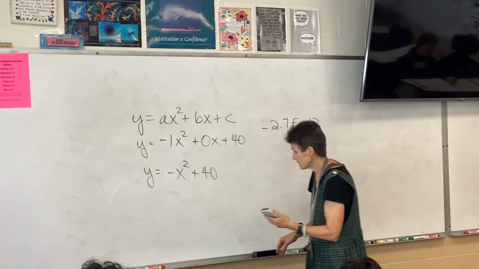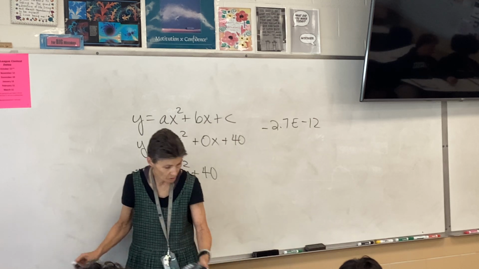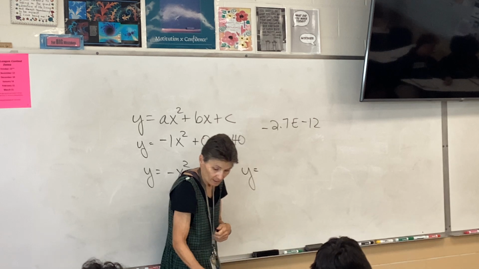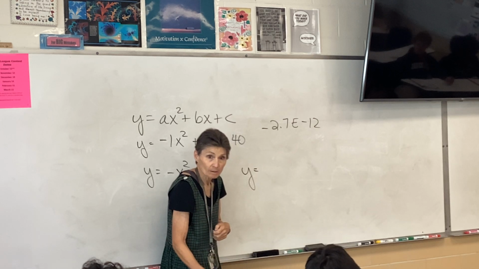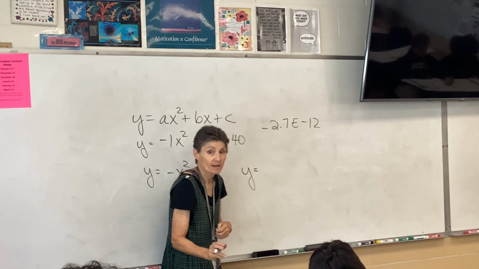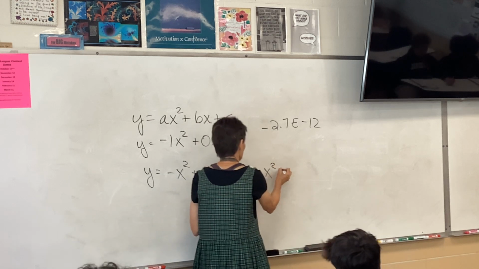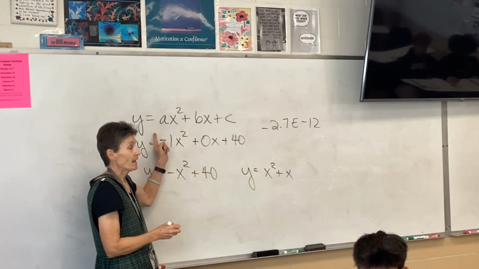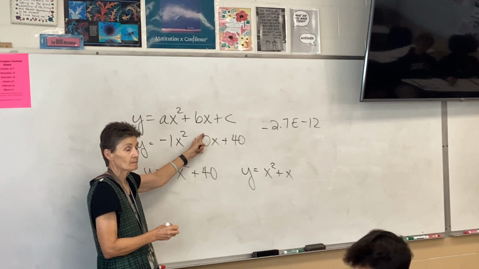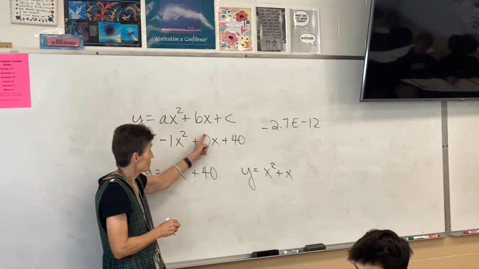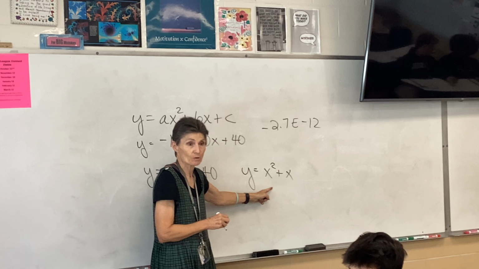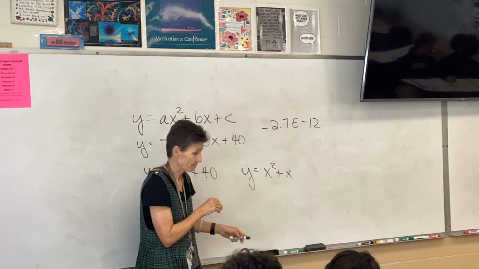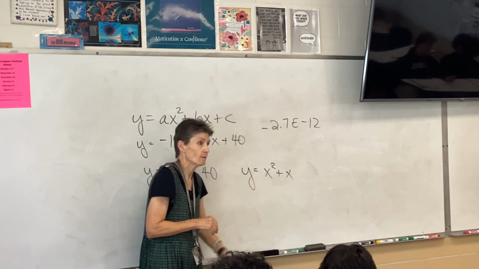And what is your equation for your homework? You were supposed to come up with an equation. Y equals x squared plus x. Remember, this is your format, and it said A is 1 and B is 1, and C is 0. So x squared plus x is your equation. You don't have to put the 0. You don't need to put plus 0.